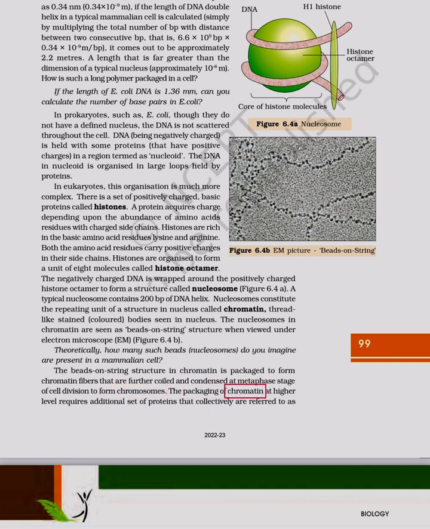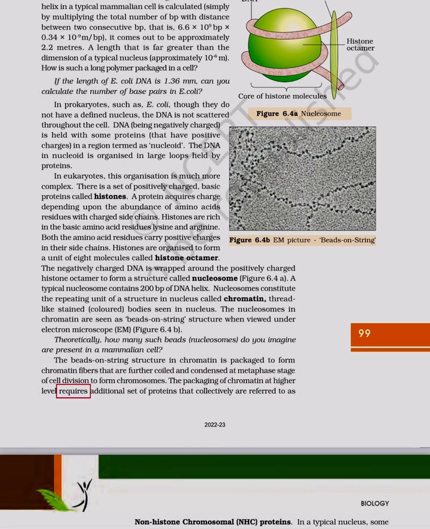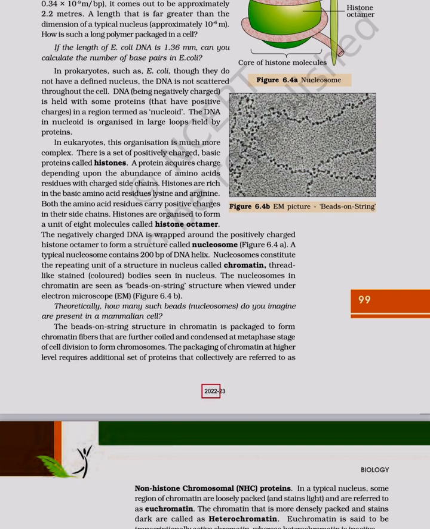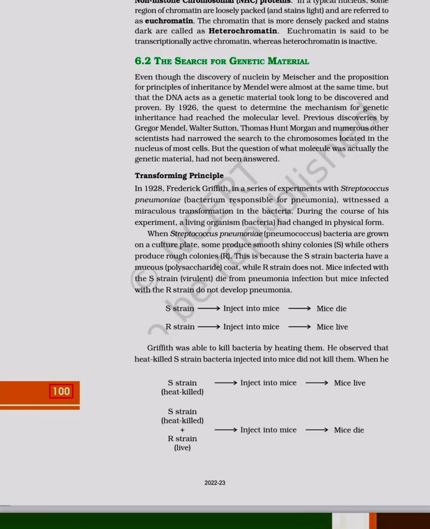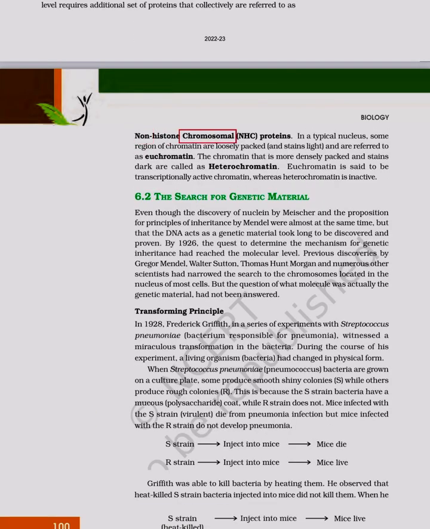The packaging of chromatin at higher level requires additional set of proteins that collectively are referred to as Non-histone chromosomal NHC proteins. Figure 6.4a A nucleosome. Figure 6.4b EM picture beads on string.